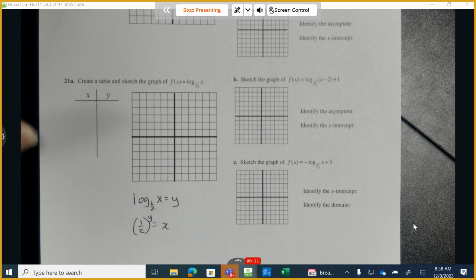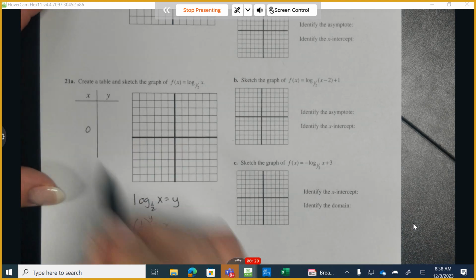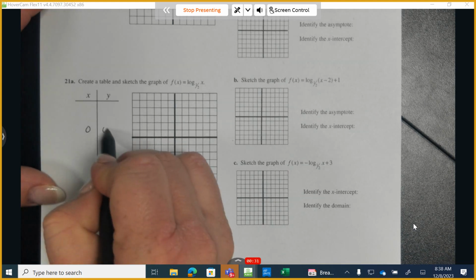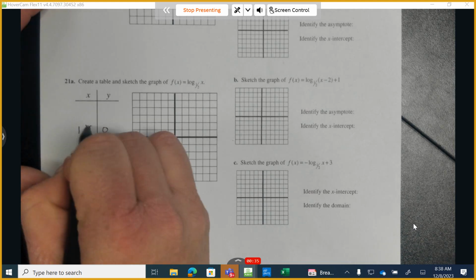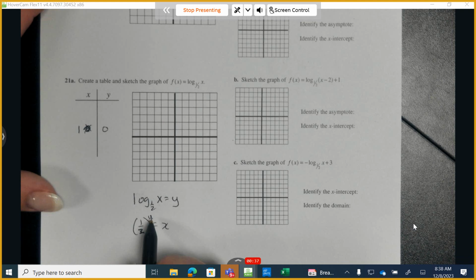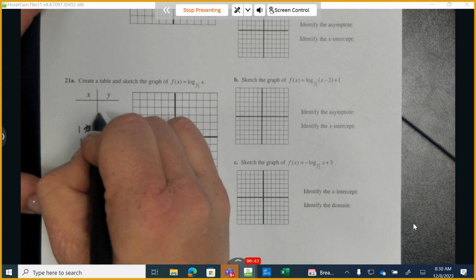Now I'm going to create some points here. As I create these points, I'm going to start by plugging in 0. Oh sorry, I meant to do it on the outputs. Anything raised to the 0 power gives us 1. And then I'm going to do a first power. Anything to the first power provides the exact same value. And then I'm going to do to the -1.